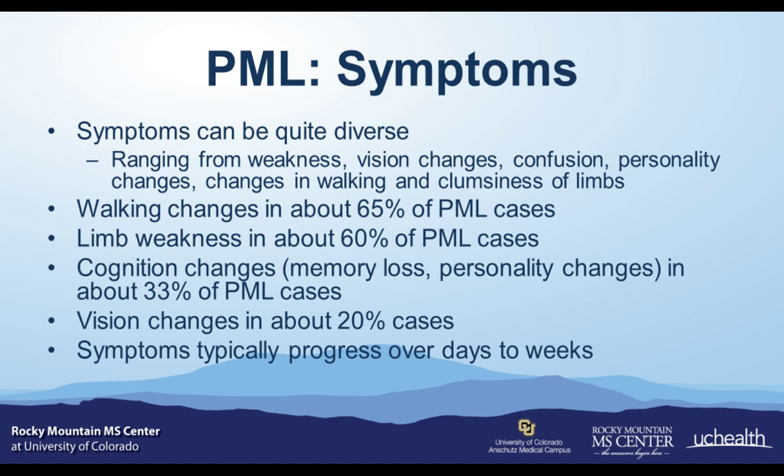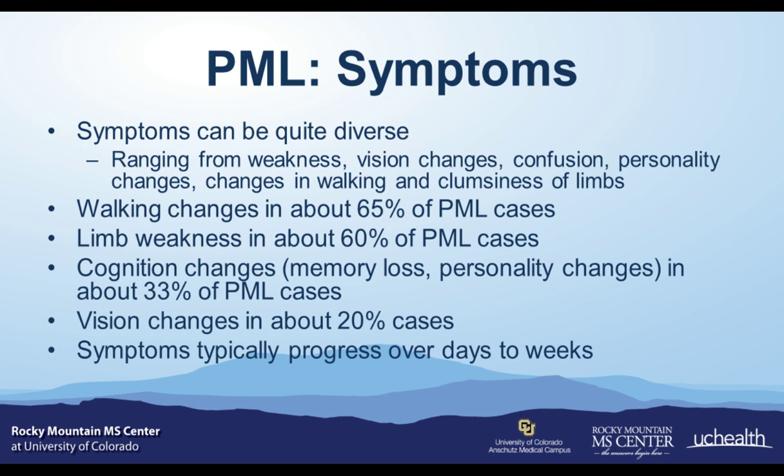So what kind of symptoms does PML cause? Symptoms can be quite diverse, and as we alluded to earlier, because it can affect multiple areas of the brain, the symptoms vary depending on which areas of the brain are involved. They can range from weakness to vision changes, confusion, personality changes, changes in how you walk, or clumsiness of your limbs. There do tend to be some symptoms that are seen more commonly with PML as opposed to other neurologic symptoms.